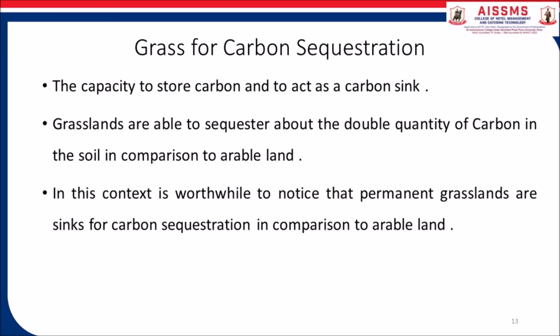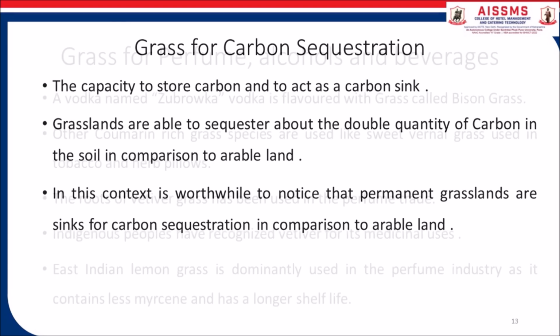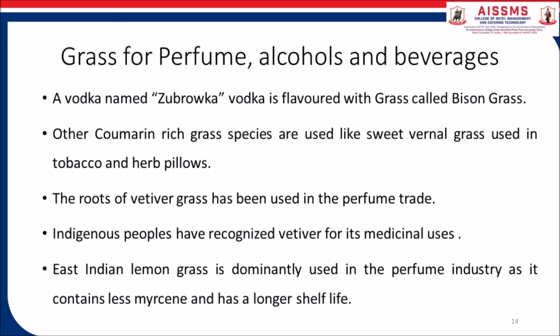Grasslands are able to sequester about double the quantity of carbon in the soil in comparison to arable land. In this context, it is worthwhile to notice that permanent grasslands are sinks for carbon sequestration in comparison to arable land. Last, grass for perfume, alcohols and beverages.